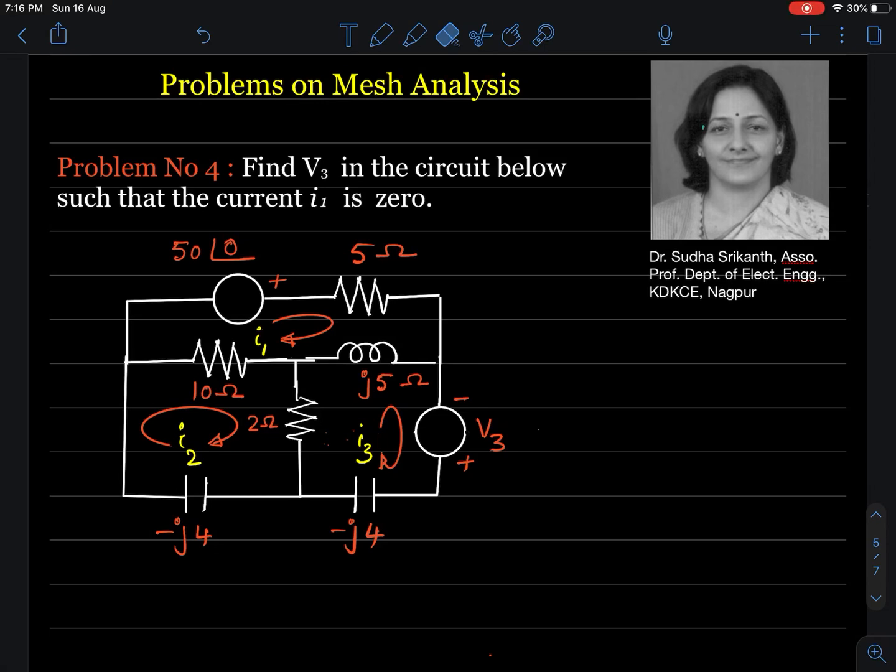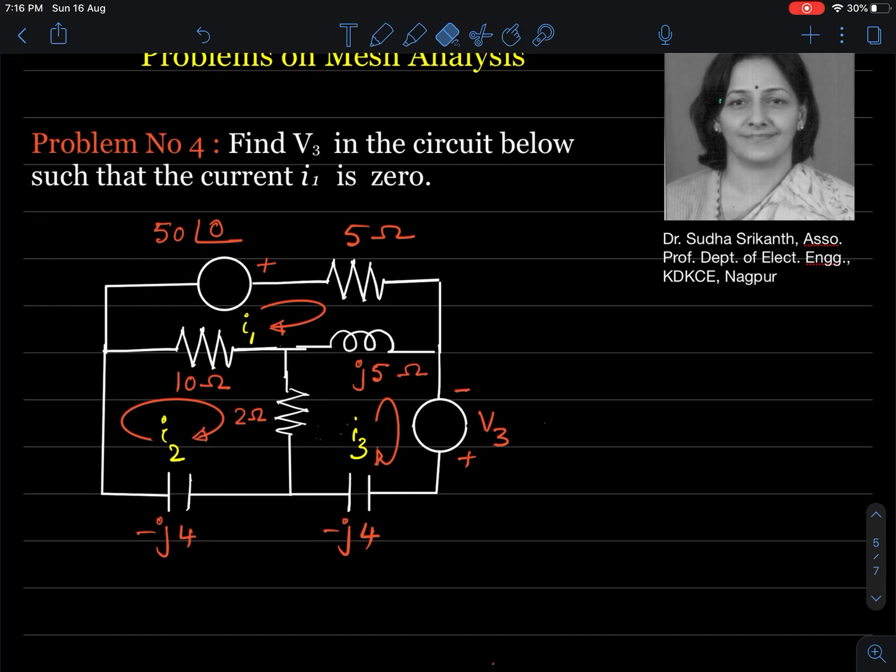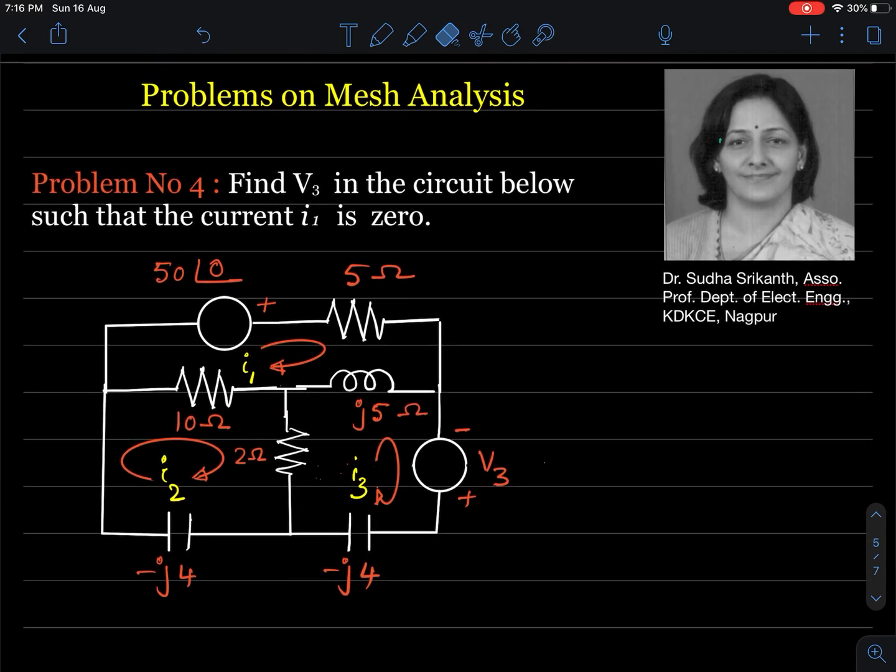This is the fourth problem in a row. Problems on mesh analysis are being dealt with in these videos. The top right corner shows my photograph and my affiliation. Now let's see how to do this problem. This is an interesting problem on mesh analysis.